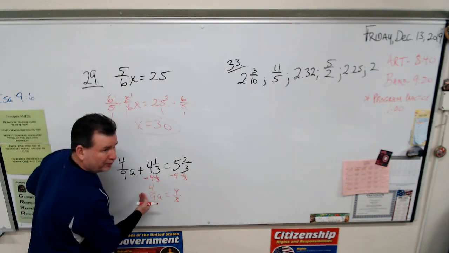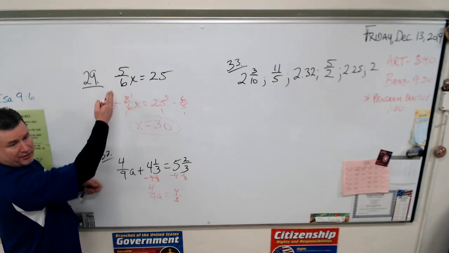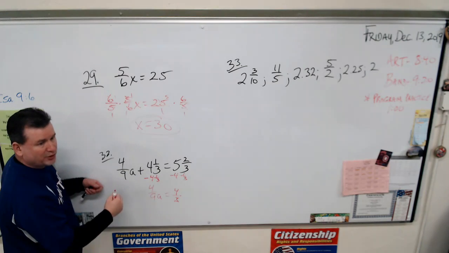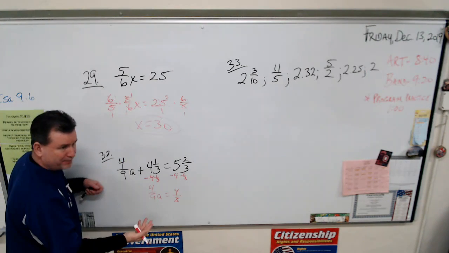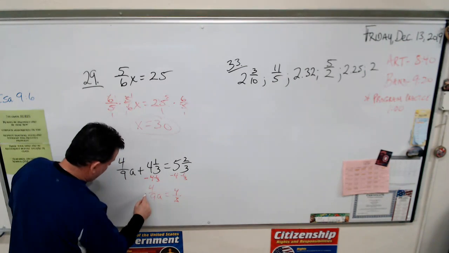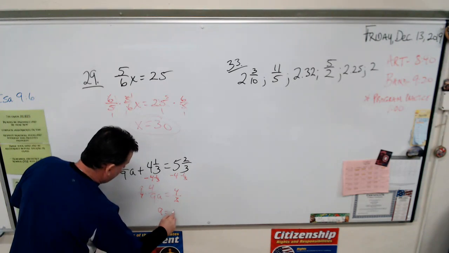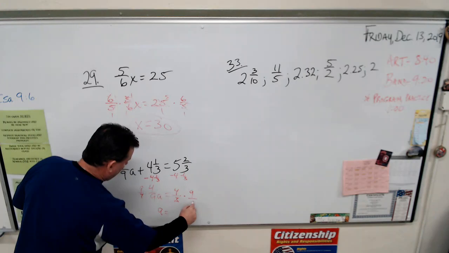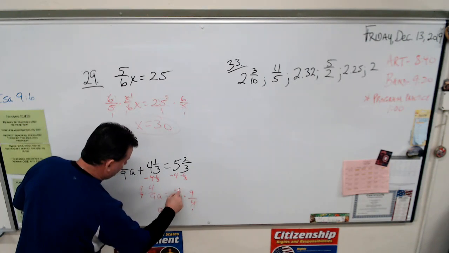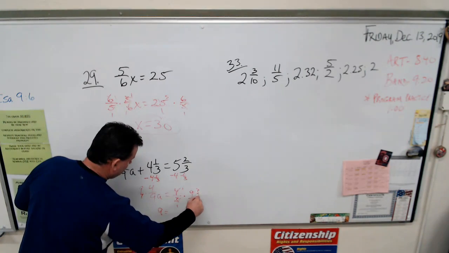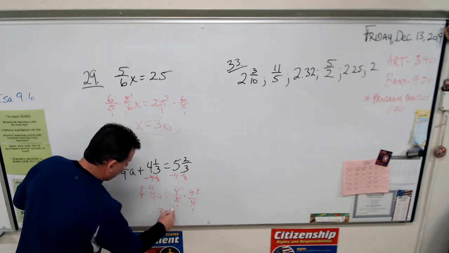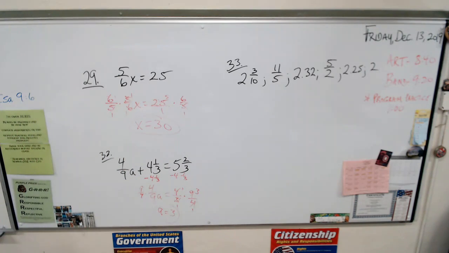Now, how do I get rid of the 4/9? Now we're back to this. I divide by 4/9, which means I actually multiply by 9/4. So if I multiply by 9/4, that gives me A. Multiply by 9/4. Look at this beautiful stuff. A is 3. A is 3.